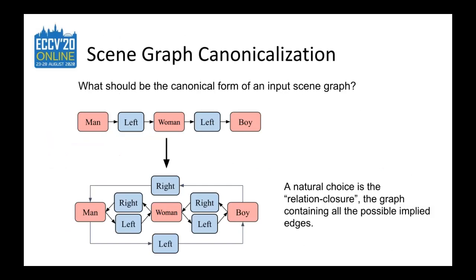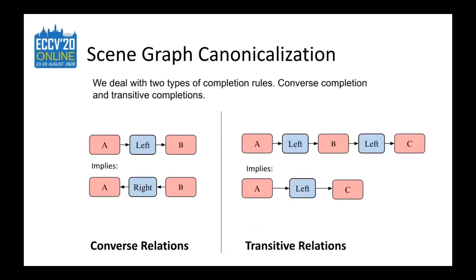What should be the canonical form of an input scene graph? One natural choice is the relation closure. This is the graph containing all possible implied edges. We deal with two types of completion rules: converse completion and transitive completion. For example, if we know that left and right are converse, then A left to B implies that B is right of A.